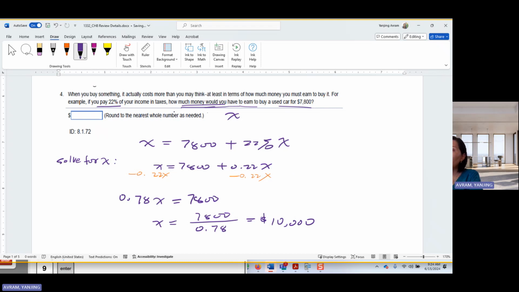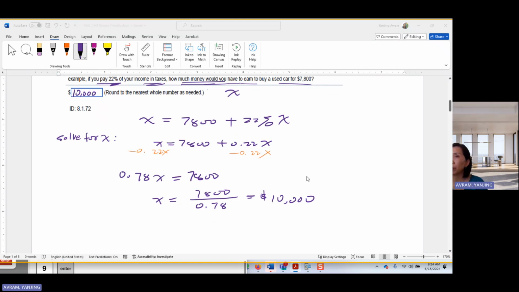Basically, you will have to earn $10,000 in order to buy the used car for 7,800, because you have to pay 22% of the income tax. Basically, you will pay $2,200 for the tax in here. So that is number 4. Again, this is still section 8.1.